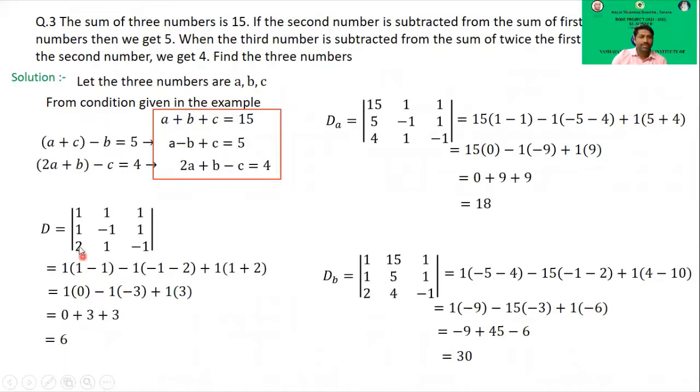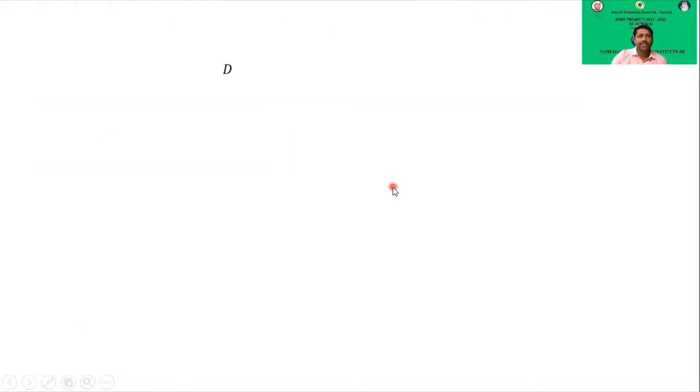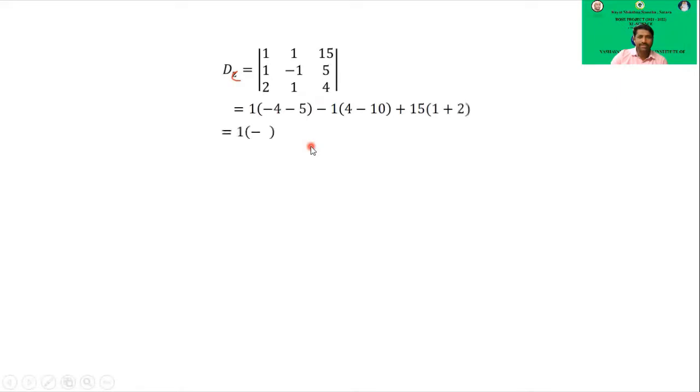So we have calculated the value of D, dA and dB. Now it remains to find the value of C, that is dC. So here it must be dC. So by using this expansion of dC, we get the value of dC is 42.